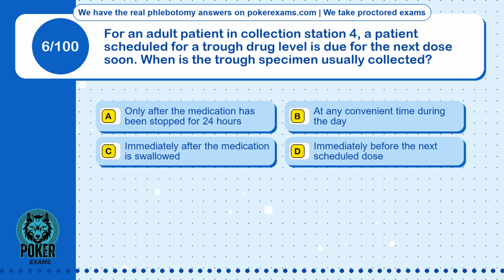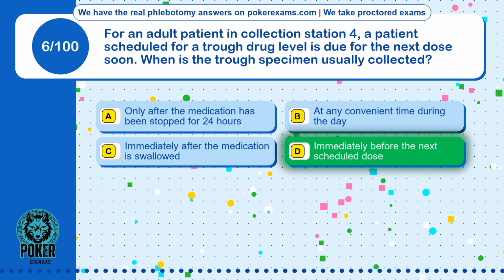Question 6. For an adult patient in collection station 4, a patient scheduled for a trough drug level is due for the next dose soon. When is the trough specimen usually collected? Option A. Only after the medication has been stopped for 24 hours. Option B. At any convenient time during the day. Option C. Immediately after the medication is swallowed. Option D. Immediately before the next scheduled dose.